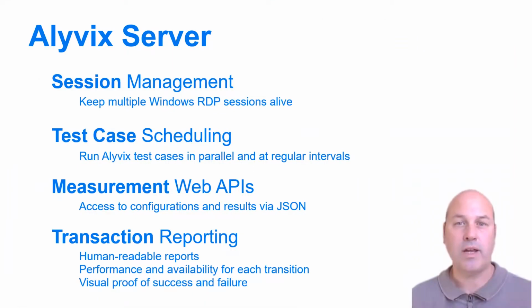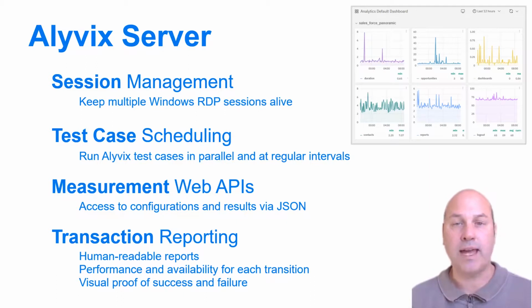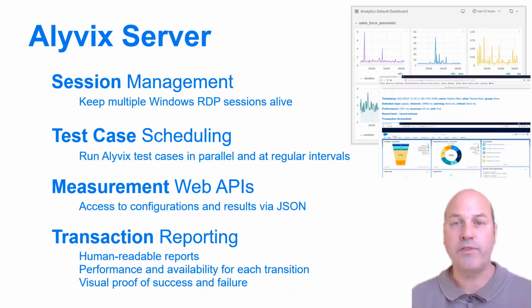So that's your introduction to configuring Alyvix Server to run test cases like our SalesForce example from a prior video. Alyvix Server runs multiple Alyvix robots, lets you visualize the resulting timing data, and displays results with visual proof of each transaction. Alyvix Server helps you keep tabs on multiple Alyvix robots by managing your RDP sessions, scheduling and launching your test cases, providing a RESTful API for configurations and reporting results, and delivering human-readable reports that certify your application's performance.